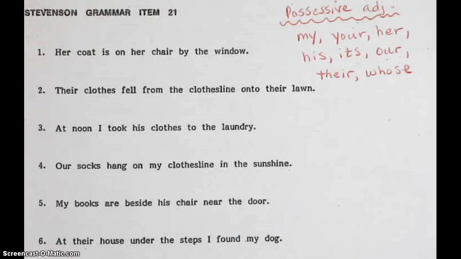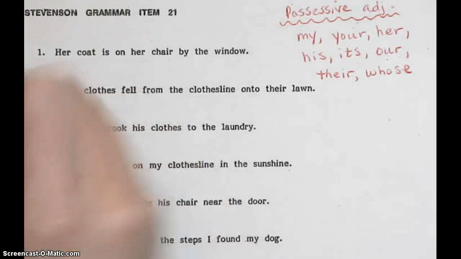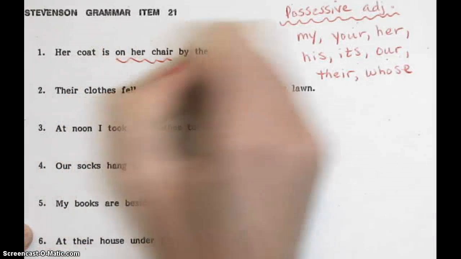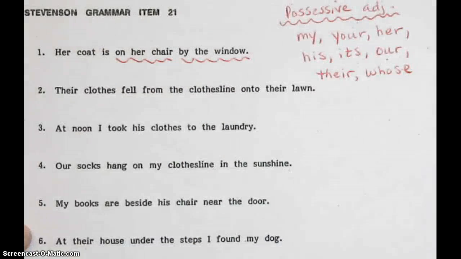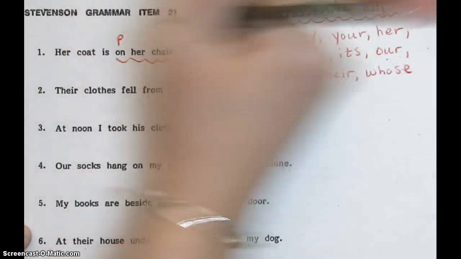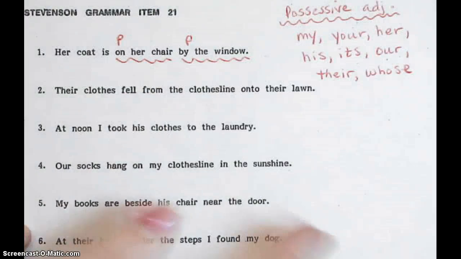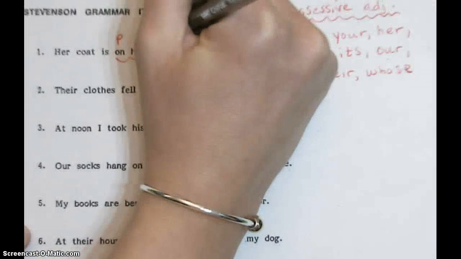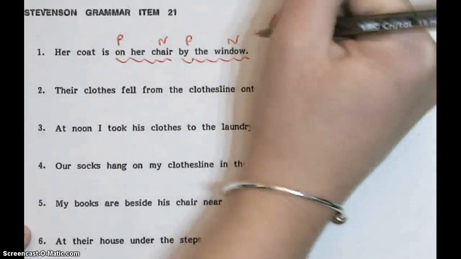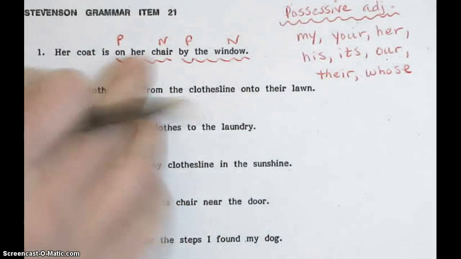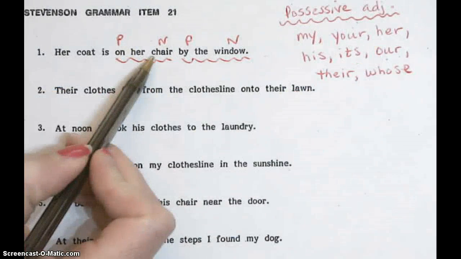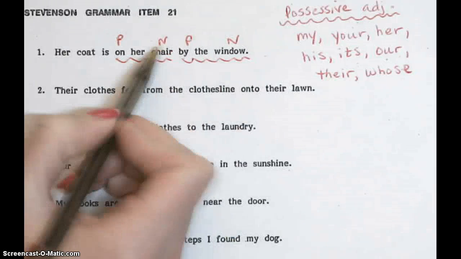Her coat is on her chair by the window. So the first thing that we're going to do is look for prepositional phrases. So I see on her chair and by the window. So we're going to do everything the way that we always do it, and then we'll add in the next step. So prepositions on and by, nouns, chair and window. And then let's look at our adjectives. I'm going to stop here because her, I see, is over here on my list, and it's telling me who owns the chair.